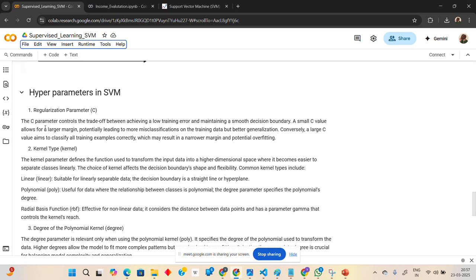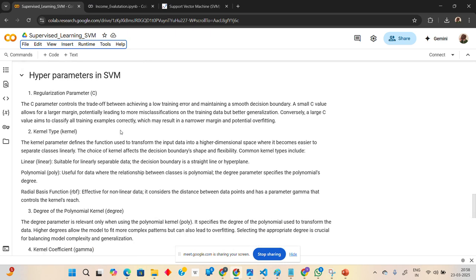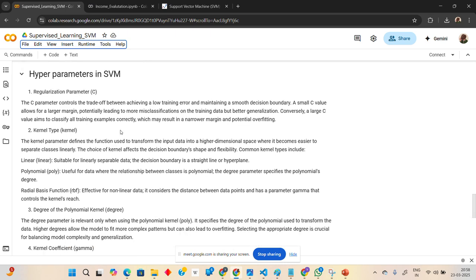If you take a small value of C, that allows a large margin, potentially leading to more misclassification. Obviously, if you increase your margin a lot, it may misclassify the training data. But a large C value aims to classify all training examples correctly. We have to be specific about what value to consider; as I mentioned, it is trial and error.